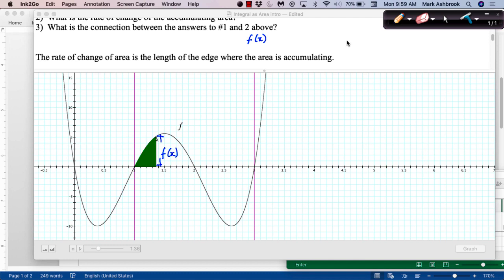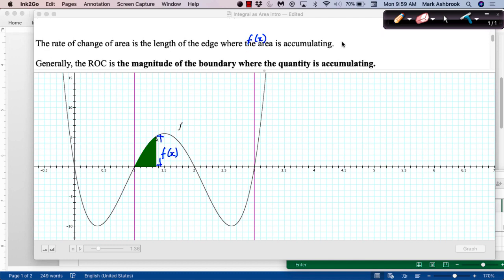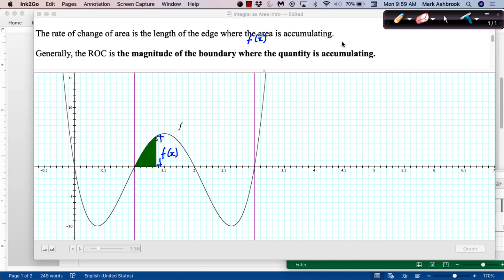Okay, let's go even more general now. So this will generally be the rate of change for a geometric application. It's the magnitude of the boundary where the quantity is accumulating. Do you see that? What's the boundary where it's accumulating? It's the right edge. What's the magnitude of that? It's the length of it.